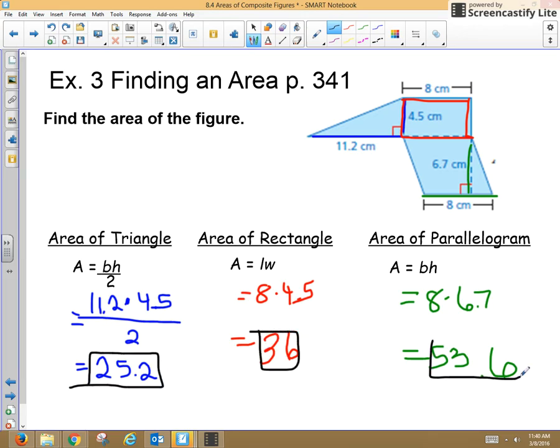Now we're not finished yet because now we have to take the sum of all the parts together to find the total area. So we're going to add 25.2 plus 36 plus 53.6. When you add them all up, you get 114.8 square centimeters, written like this.